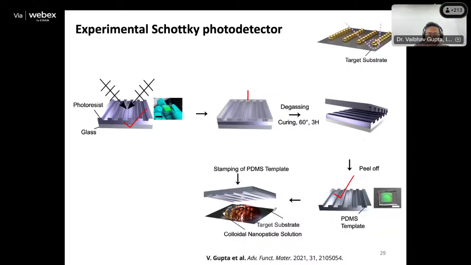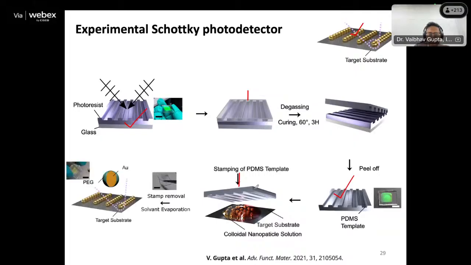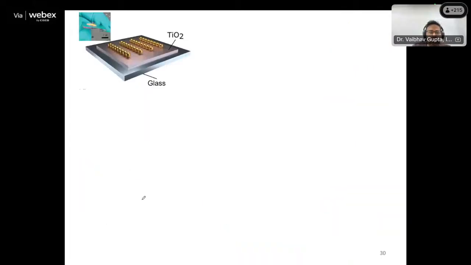Finally, we take the target substrate and put a drop of the nanoparticles which we want to place on top. Finally, we press this droplet with this PDMS replica. And in the end, we have our nanoparticle chains available on a target substrate in grating fashion, right? So here I have a glass, then a TiO2 target substrate, meaning a layer of TiO2, which is a semiconductor, and metal gold nanoparticles.